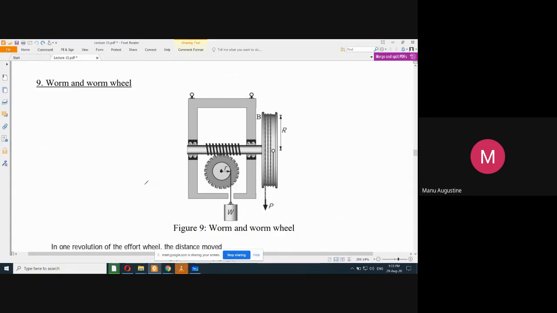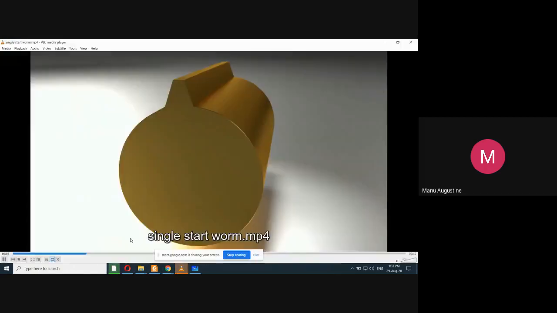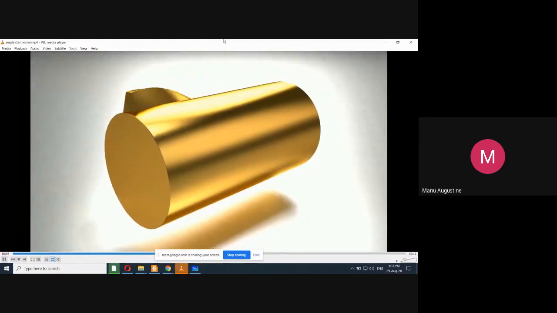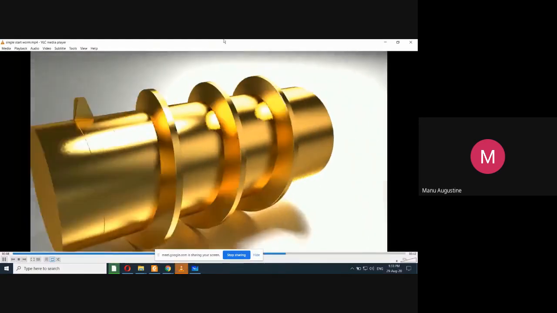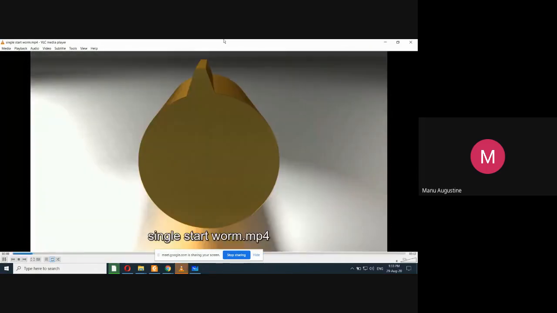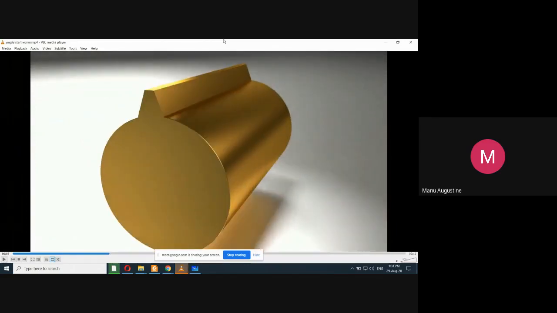So in order to do that, first of all, let me show you some more videos that will explain the concept of how a worm is constructed. Okay, look at this video very carefully now. This is how a worm came into being. See, it actually started with a gear template with a single tooth on it.